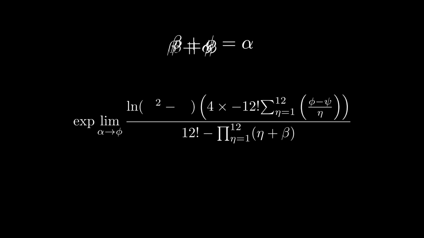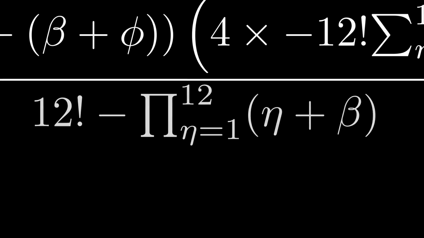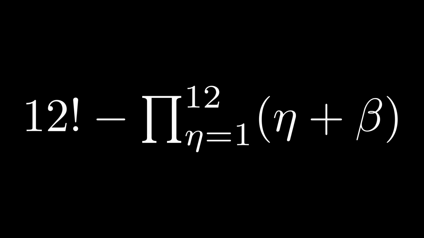This way, our iterated product will look a lot more manageable. Our logarithm does not look any better, but we will fix this later. We can also change the limit statement now, because as alpha approaches phi, beta will approach 0. Now, let's take a closer look at the denominator of our limit.